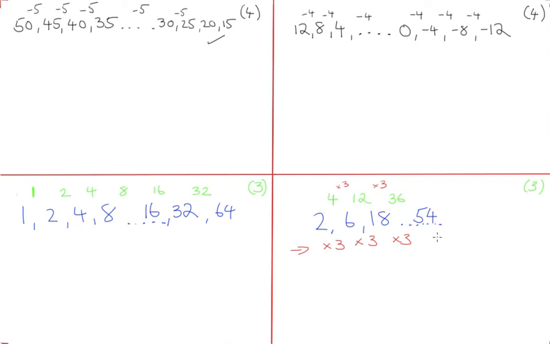So we'll do the next one. The next number would be 54 multiplied by 3. So 54 multiplied by 3, well, 3 50s are 150, and then 3 4s are 12. So 12 plus 150 is 162. Oh, it's getting big.